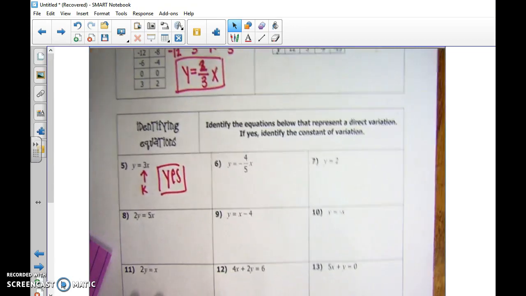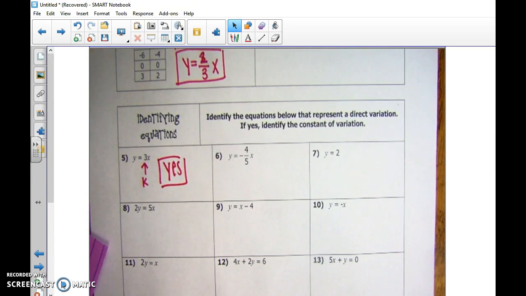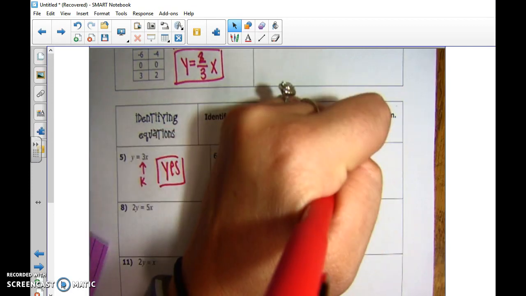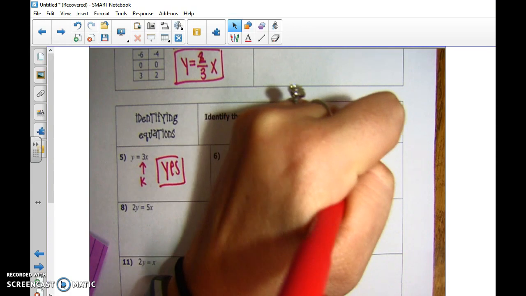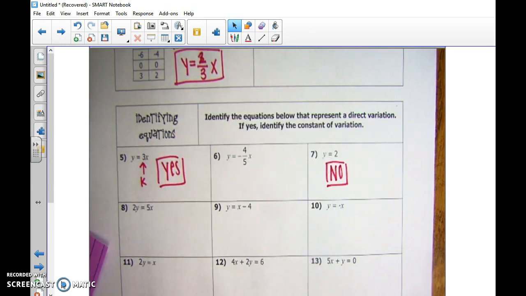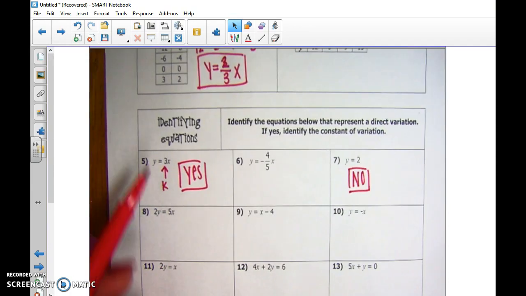All right, but look at number 7. We just have y equals 2. If y equals 2, that's our equation, which means that we can have negative infinity to infinity of x solutions. So this is not going to be a direct variation. We don't have that k value right there. All we know is that y equals 2.